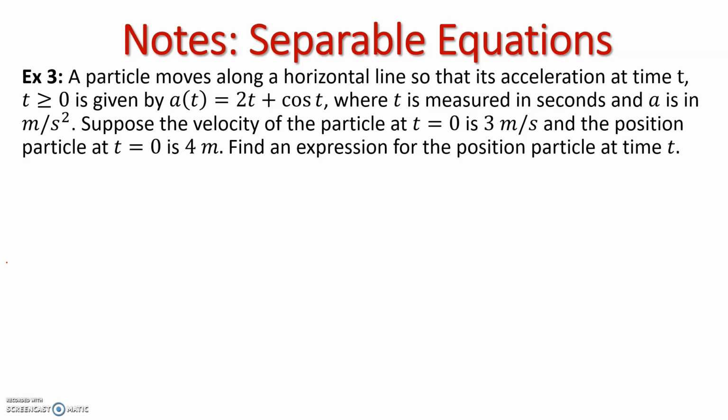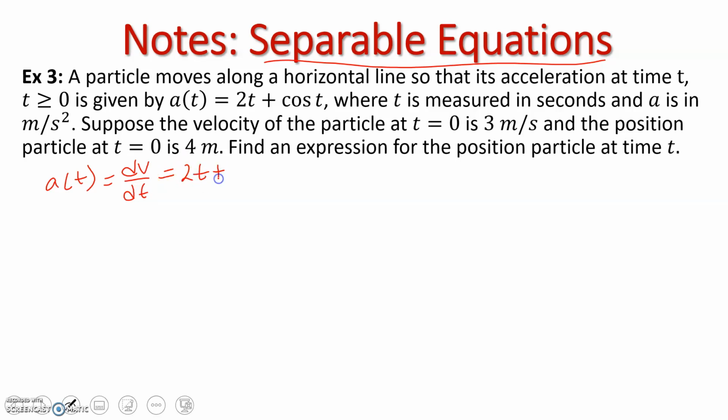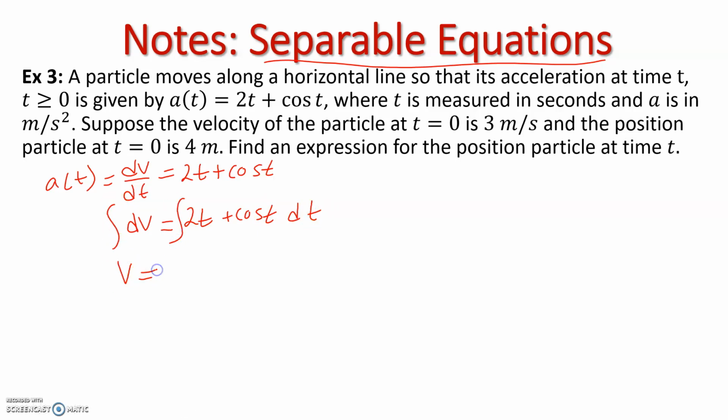Now, note, we've done this problem before, and it's really quite similar, but we're going to approach it as a separable equation, so a little bit different. We know that acceleration is mathematically change in velocity over change in time. In other words, a of t is dv/dt, and that is 2t plus cosine of t. Now, if we treat this as a separable differential equation, we get dv is equal to 2t plus cosine of t dt. Integrating both sides of the equation, this becomes v is equal to t squared plus sine of t plus our constant.